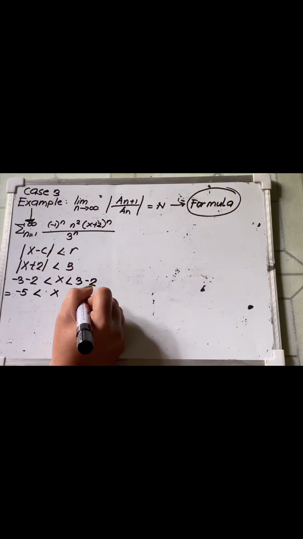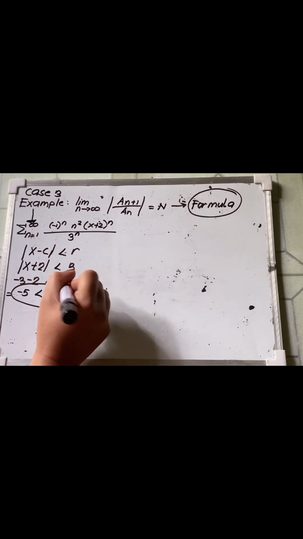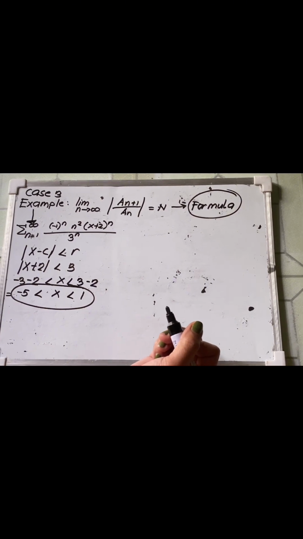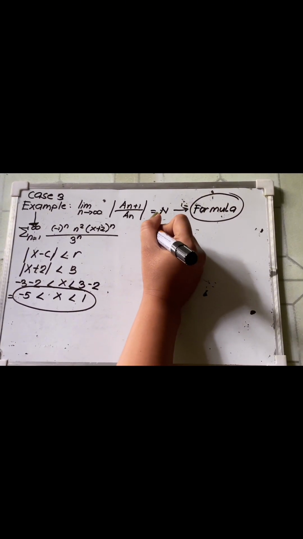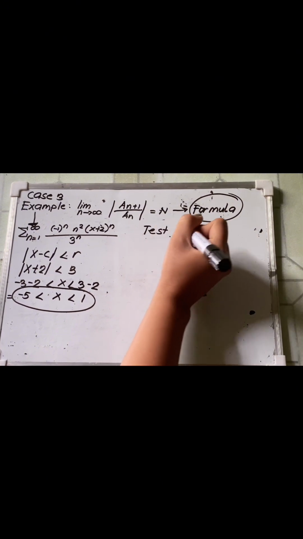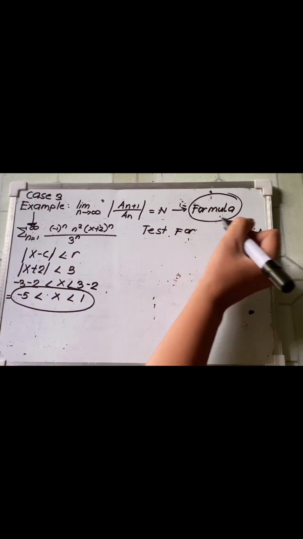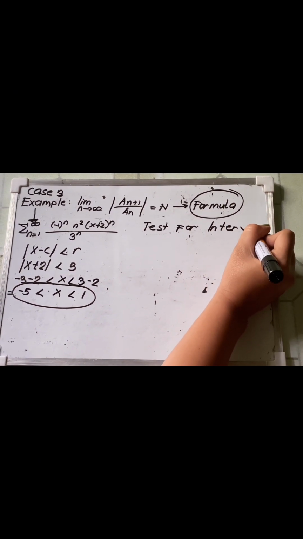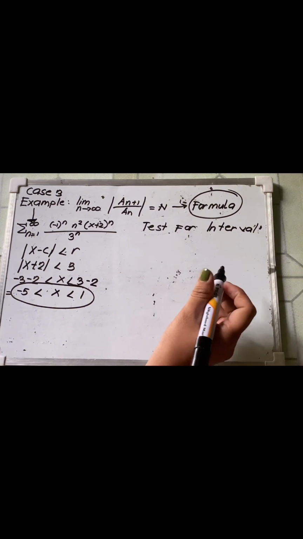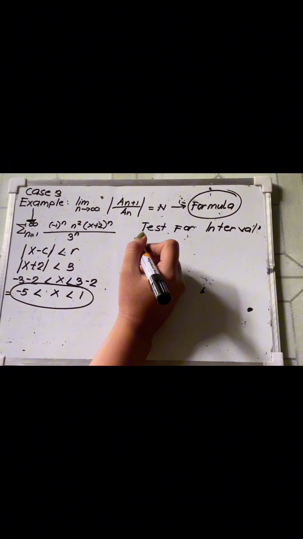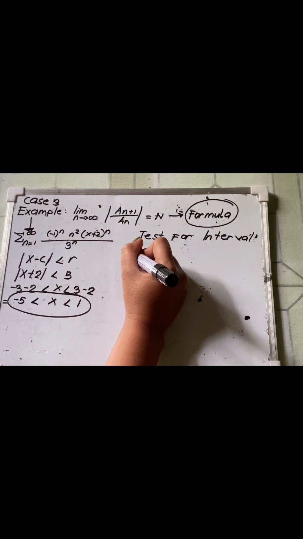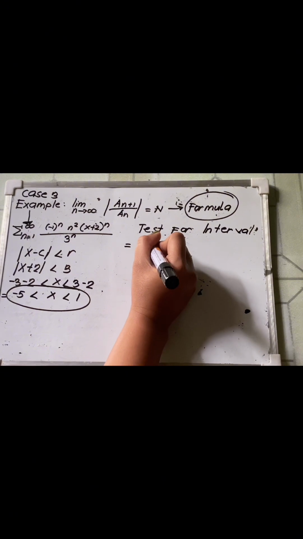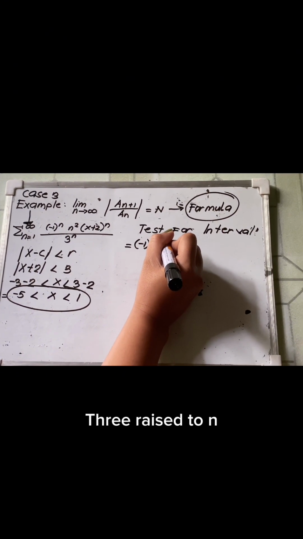So, this time, let us check if the endpoints of the given interval are included or not in the x values by substituting them into the given problem. So, we have the summation of negative 1 raised to n plus 1 times n squared times x plus 2 raised to n all over 3 raised to n. So, let us substitute negative 5 for x. So, we have negative 5 plus 2 raised to n all over 3 raised to n.